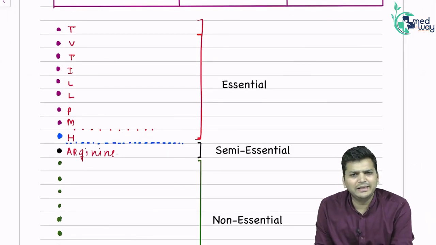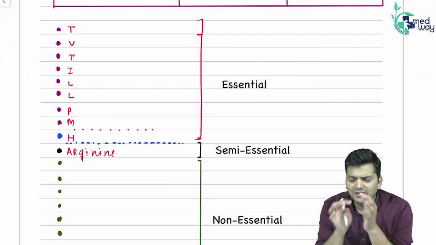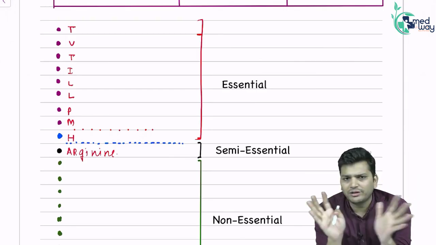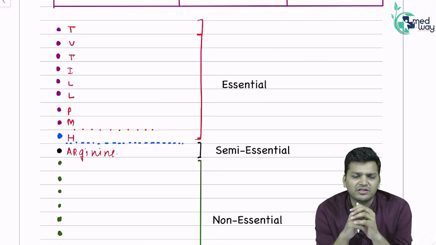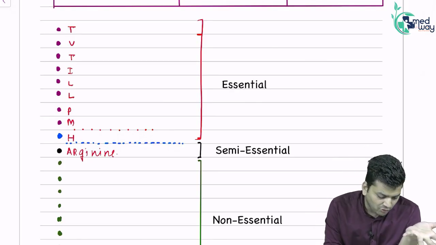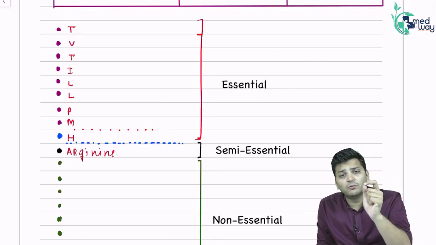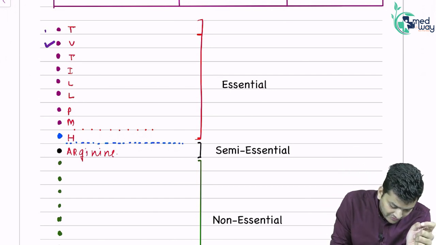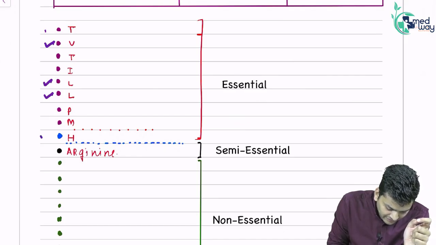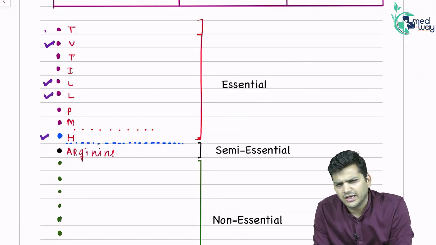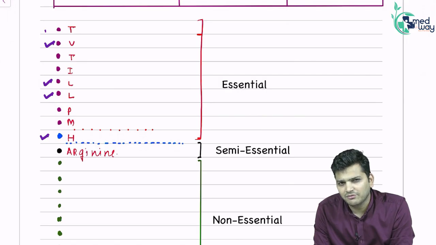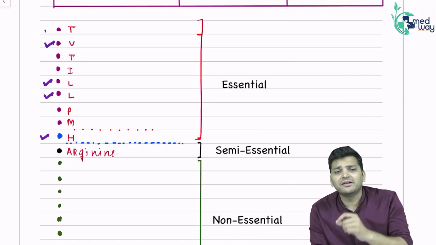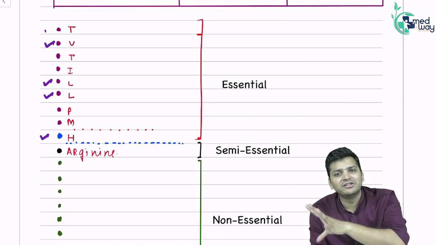Now, why am I writing like this? Because if they ask which of the following is not essential, for example, with the options valine, leucine, lysine, and histidine, what are you going to select? In that condition, you will select histidine. You will consider histidine as semi-essential.